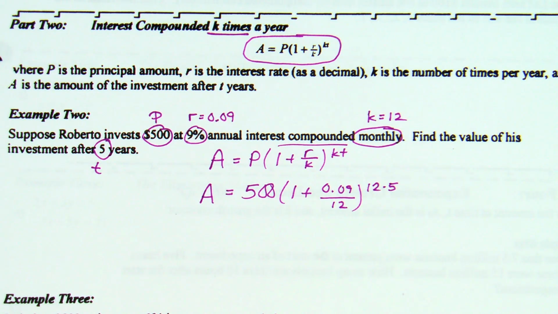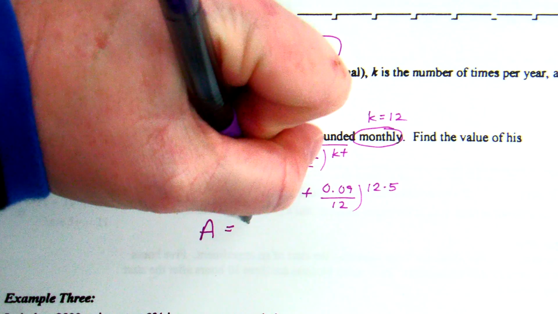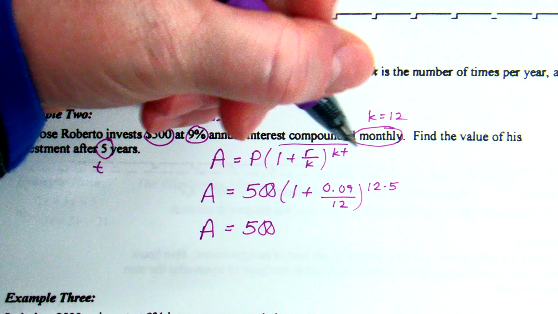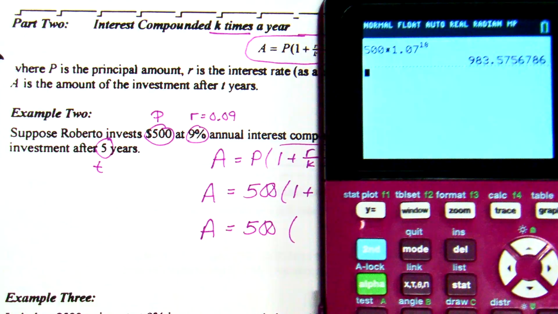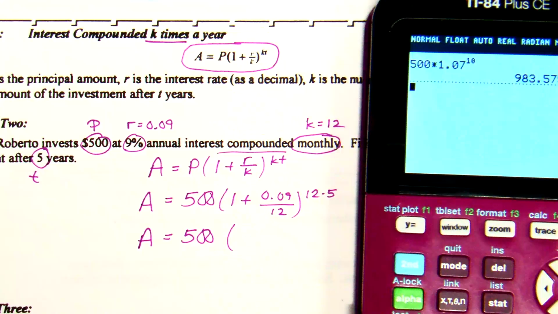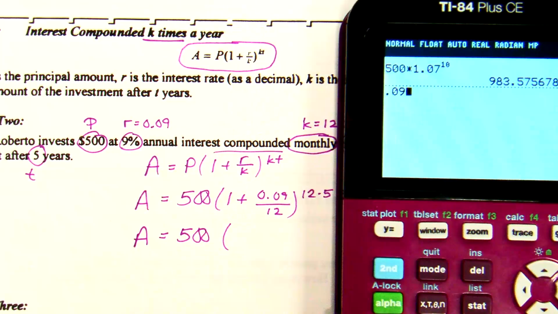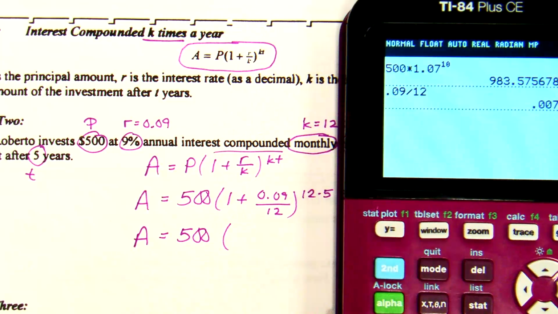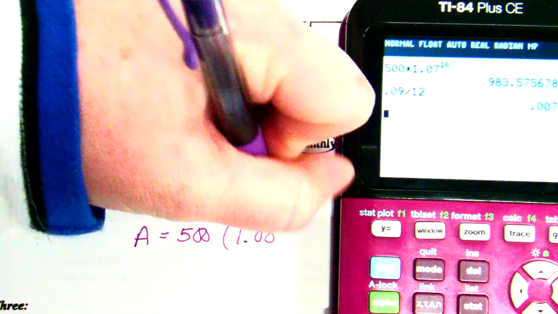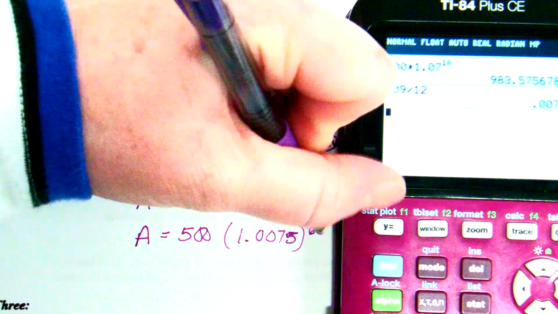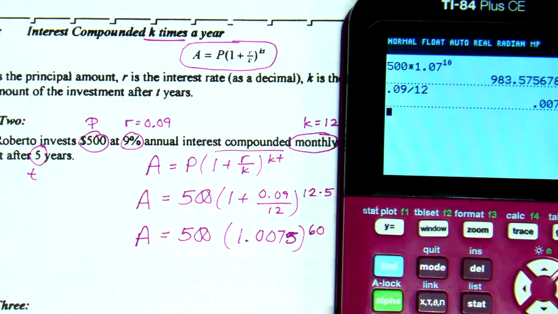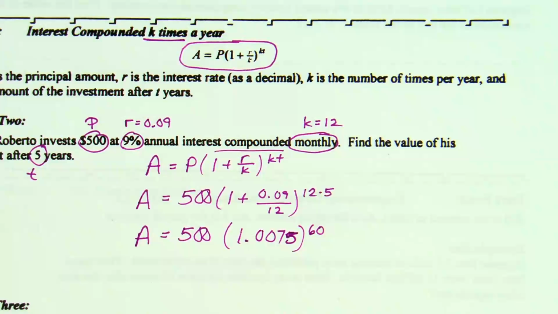Okay, I'm going to do a little bit of cleanup here. In that, there's the 500 out front. What about 1 plus 0.09 divided by 12? So 0.09 divided by 12 is 0.0075, plus the 1 makes it 1.0075, raised to the 12 times 5, which is 60. Okay, again, you wouldn't necessarily have to do that cleanup ahead of time. Did you get an answer?